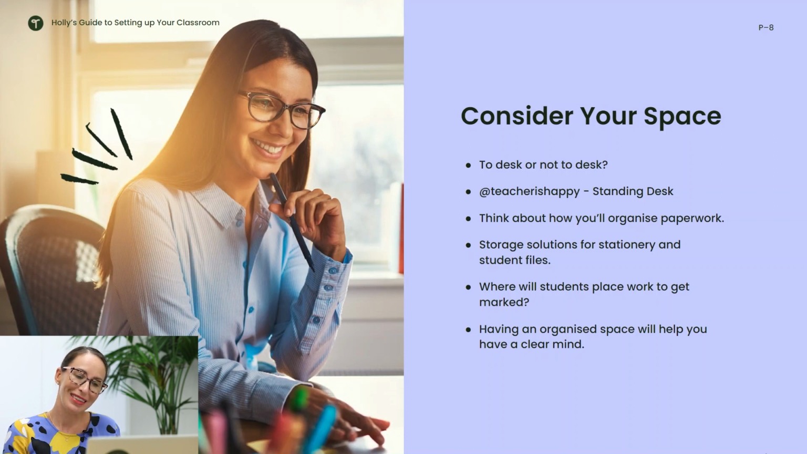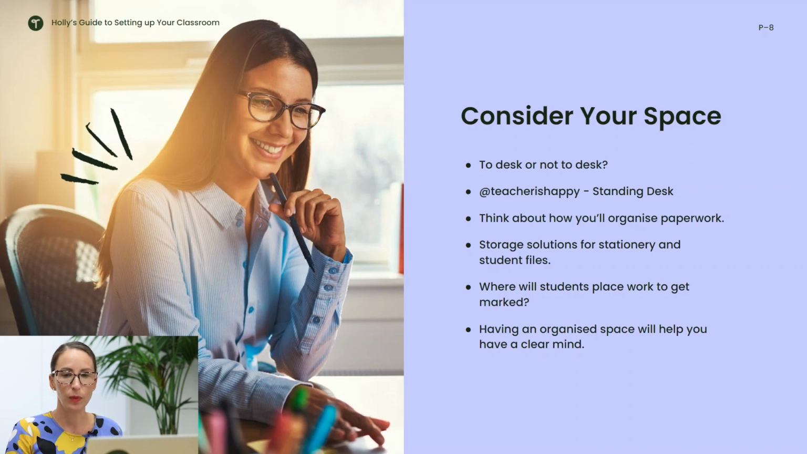And then I've just put a little bit down there saying have an organised space. Having an organised space will help you have a clear mind. And I know, I've been there. Your desk is usually the first thing that gets super messy with kids just chucking all sorts of things on there. But if you have systems in place and certain places where things go, it makes it a lot easier.